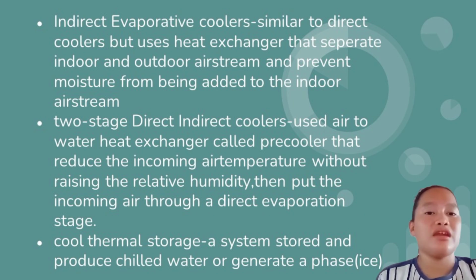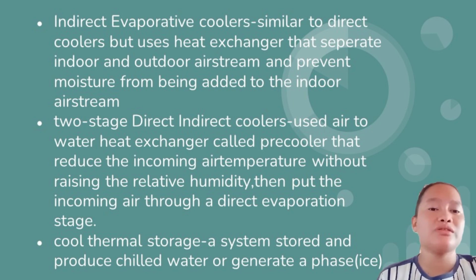Next is indirect evaporative coolers. Similar to direct coolers, but use a heat exchanger that separates indoor and outdoor airstreams and prevents moisture from being added to the indoor airstream. Next is two-stage direct and indirect coolers. Use an air-to-water heat exchanger called a pre-cooler that reduces the incoming air temperature without raising the relative humidity, then puts the incoming air through a direct evaporation stage.